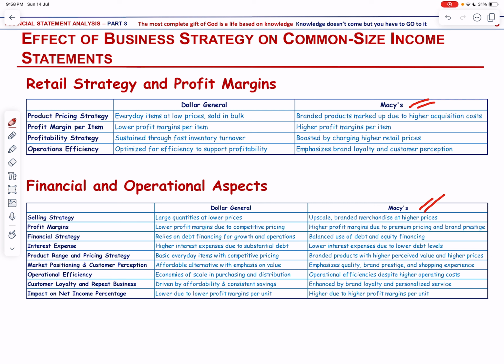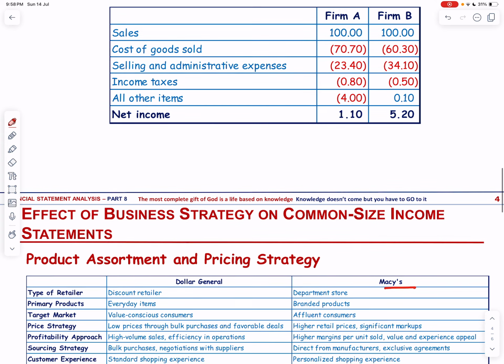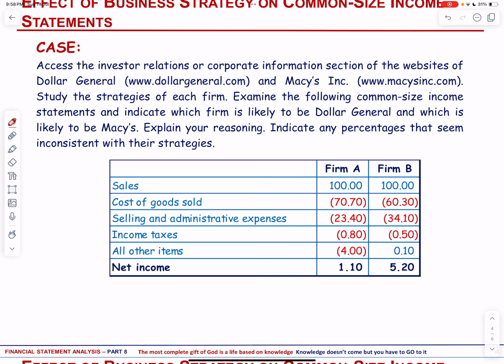Mackey's achieves a higher net income percentage due to pricing strategies and product mix. Operational efficiencies further bolster Mackey's profitability. Higher margins on premium products contribute significantly to Mackey's advantage. In contrast, dollar stores or Dollar General rely on lower margin, high volume sales strategies, affecting their net income percentage.